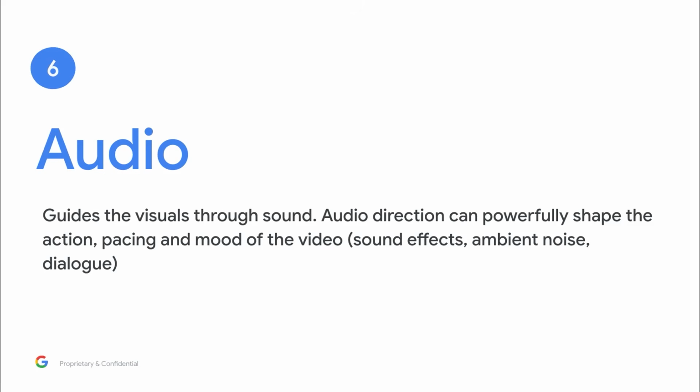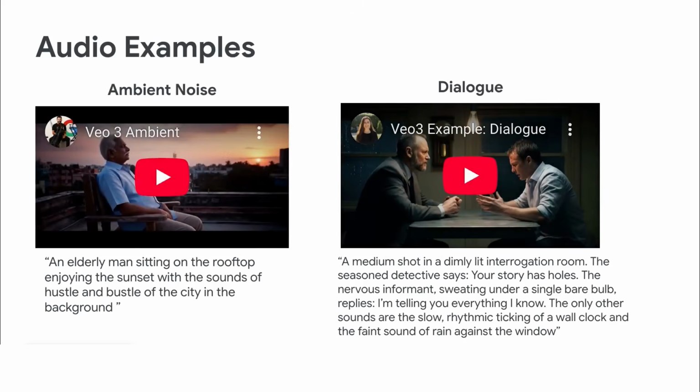And audio is something that is unique to Veo in the industry today. While generating a video, you can generate audio at the same time. And so doing this, you can provide little to no context about the audio and get something called ambient noise, or you can actually include the dialogue that you want to be spoken by the characters in the prompt itself, and Veo has the ability to do both.